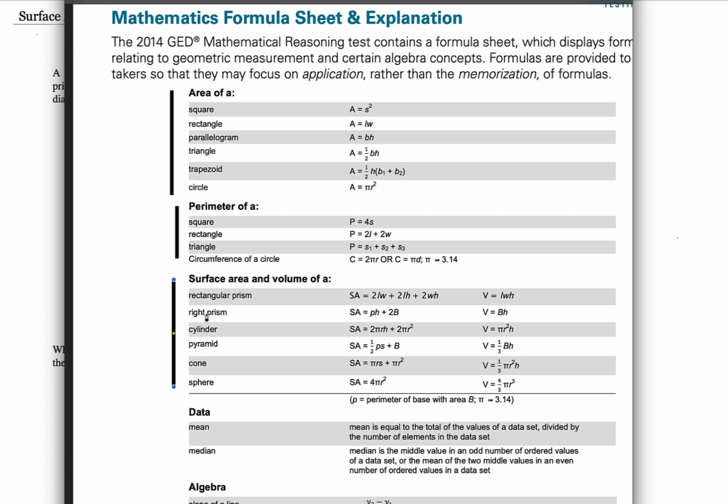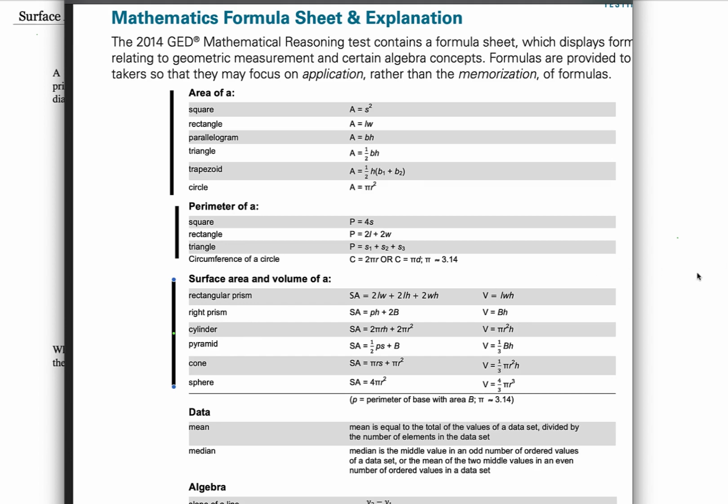And if you notice, they give you the formulas for right prism, cylinder, pyramid, cone, and sphere. Those will come later. The only one that I have to make a volume and surface area together will be the right prism, because on the TAS test, right prism was a shape we didn't need. But on the GED, we do.